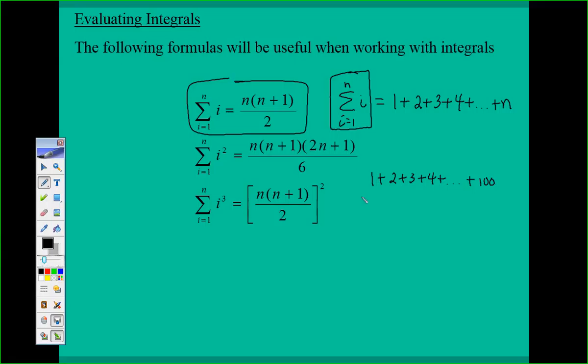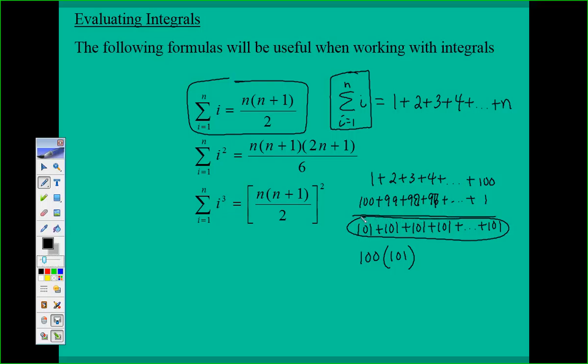I could reverse the order of the numbers and then add it to what I have. I forgot my 98 here. 97 plus all the way down to 1. So if I added all of these up, I'd get 101 plus 101 plus 101 plus 101. Now I have 100 of these 101s. So if I multiply those together, that will give me the sum here of all of these numbers.